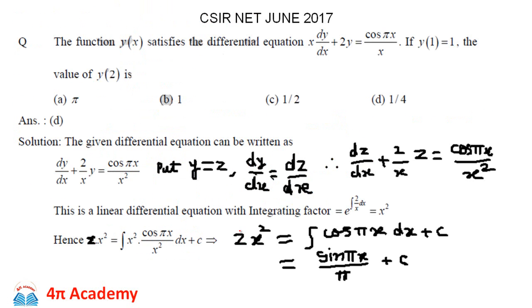Then we will take one problem from CSIR NET, June 2017. The problem statement was: the function y of x satisfies the differential equation x dy by dx plus 2y is equal to cos pi x upon x. If y of 1 is equal to 1, then you have to find out the value of y of 2, and you are given the options.